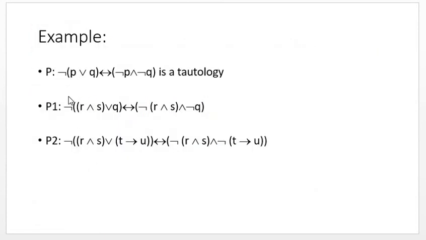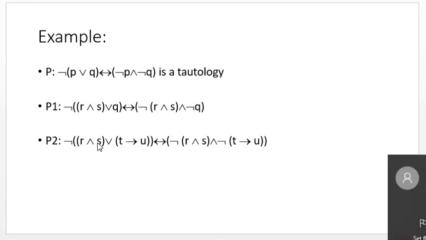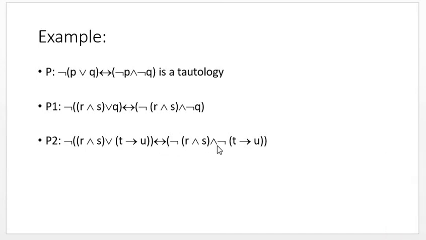Example, so consider statement P, negation of P or Q if and only if negation P and negation Q. So this statement is a tautology. Now if we replace P by R and S, so we get P1. So negation of R and S or Q if and only if negation of R and S and negation Q. Similarly, P2, negation of R and S or T implies U if and only if negation of R and S and negation of T implies U. So here we replace P by R and S and Q by T implies U.